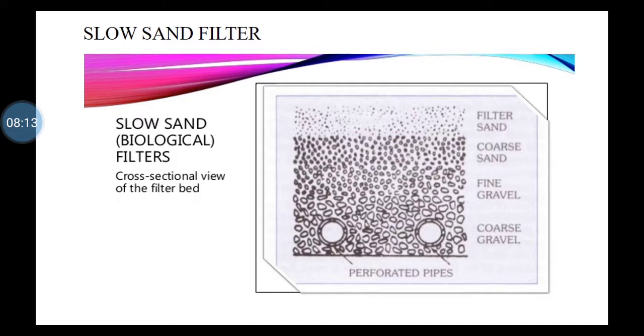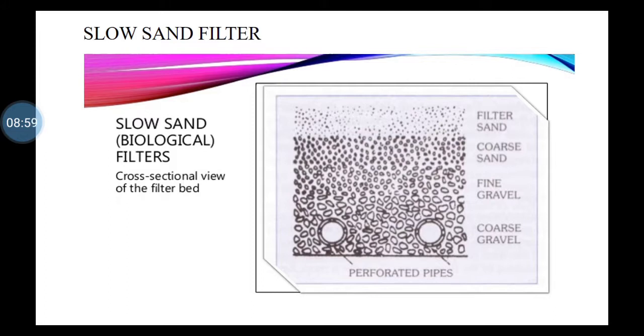The fourth layer above the coarse sand layer is of fine sand. The thickness of this fine sand is maximum, near about 60 to 90 centimeters. As the particles of sand are very small and large in number, they provide a large surface area for water to pass through. So here mechanical straining takes place, oxidation takes place, sedimentation and removal of bacteria also take place.